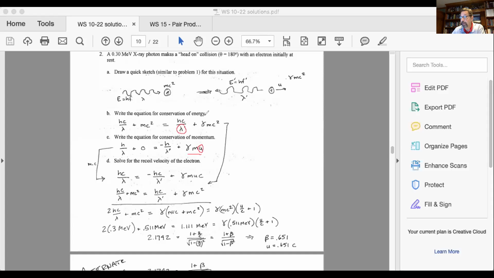And inside of gamma, I don't really know gamma, because inside of that would be the speed of the electron, right? Everything else here, I think I know. And that's often a problem in physics.